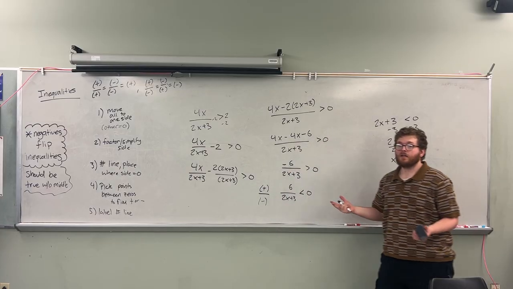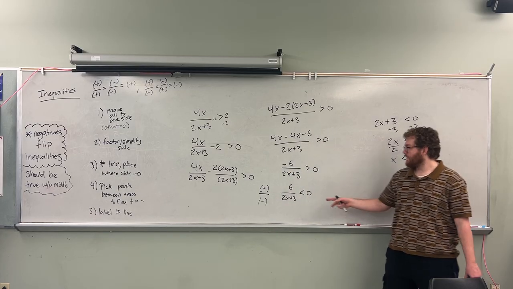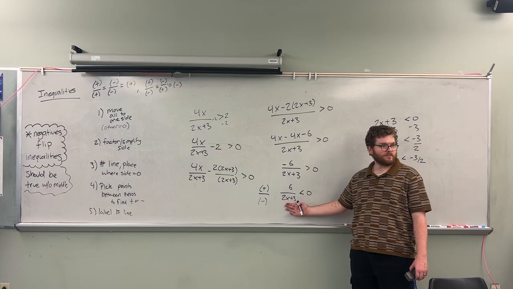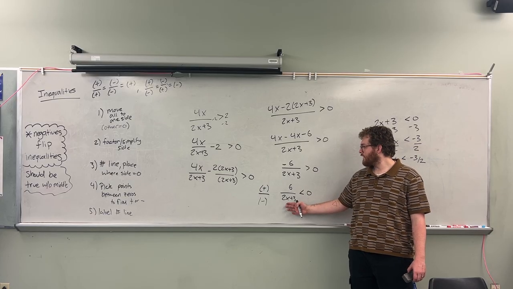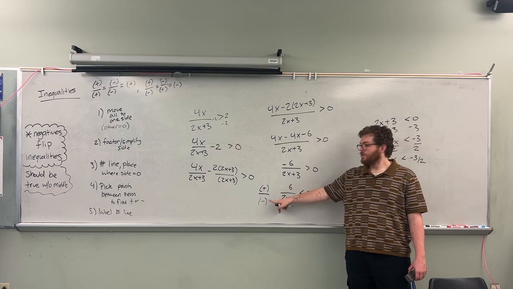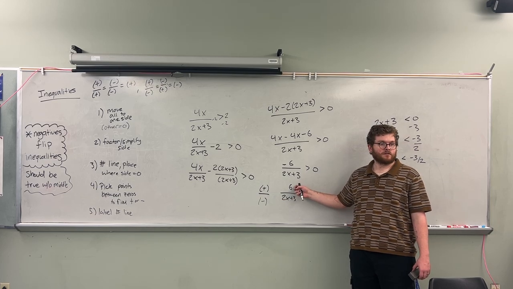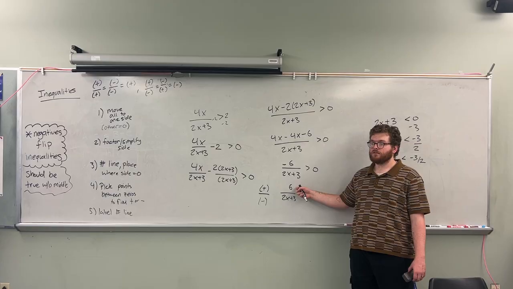Right. It doesn't matter where the 6 went. All that matters is that this has to be negative. The only case where this is negative, 6 is always positive, the bottom just has to be negative. I do not care about the numerator. It doesn't have any variable in it. So this could have been a 5, this could have been 12.